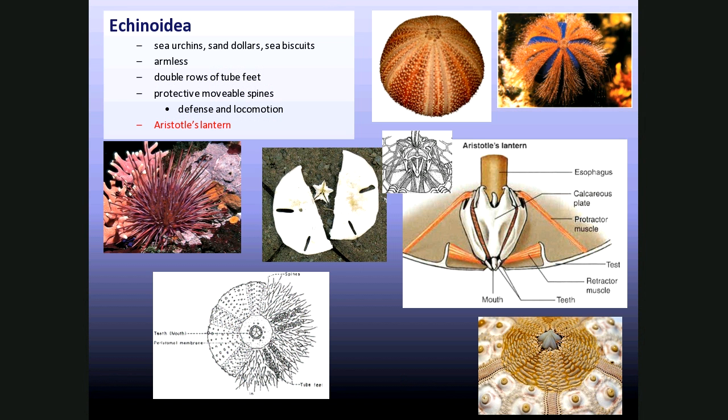The Echinoidea, the sea urchins, the sand dollars, and the sea biscuits, they all have a test. They're armless. They don't have arms, but they do have tube feet. The tube feet being found there, there, there, there. 5 rows of tube feet. A little bit clearer on the one to the right. And then all the other space in between is where the spines stick out. Double rows of tube feet with movable spines for defense and locomotion.